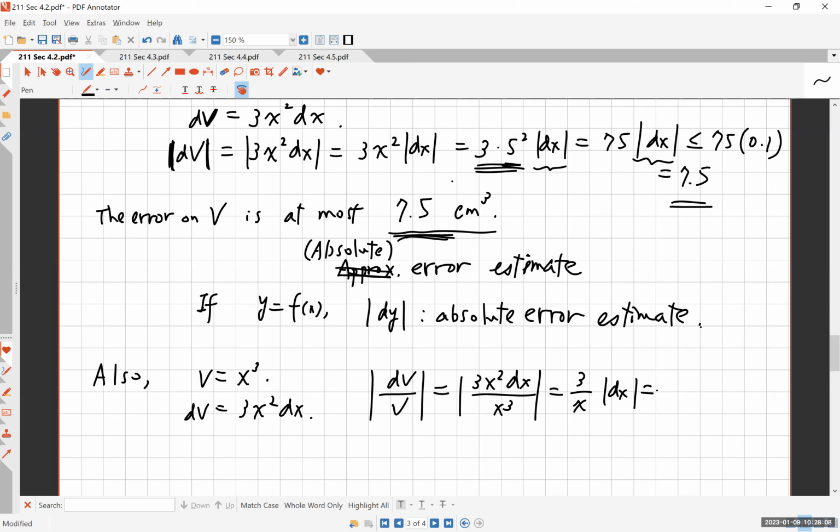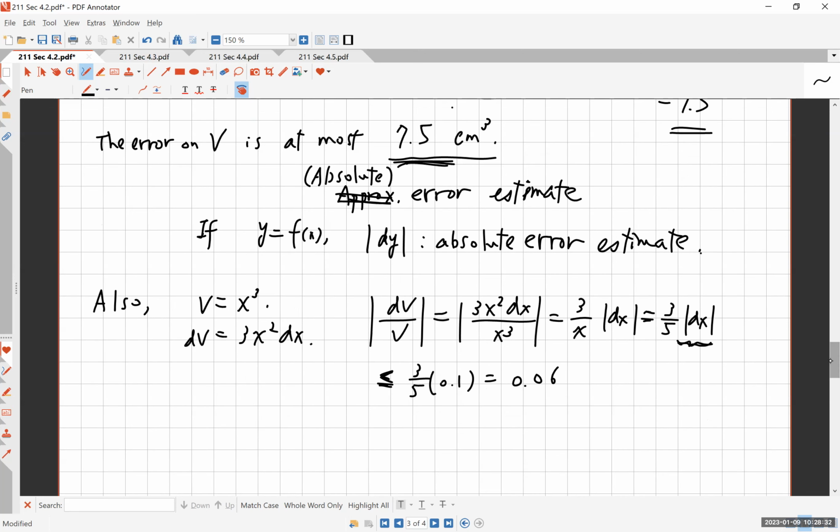Now, if x is 5, this is 3 over 5 dx. And this thing is, remember, 0.1. In fact, at this point, we can use the inequality because we are given that this is not just 0.1, it's less than or equal to 0.1. And so this is 0.06, which is 6%.